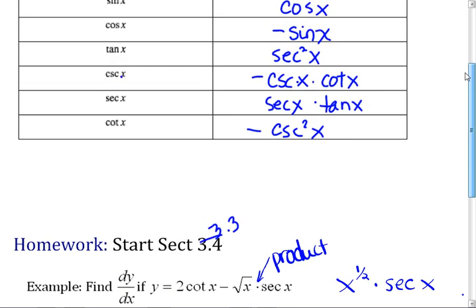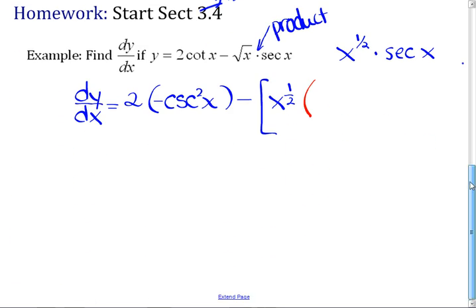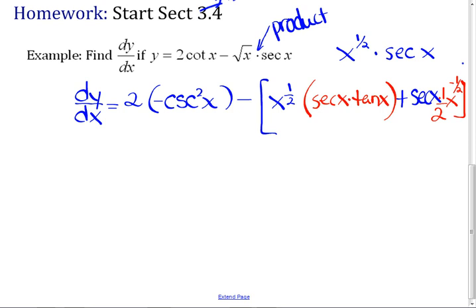Secant is secant tangent. It kind of has a little rhythm to it. That's how I remember it. So that's secant of x times the tangent of x. Whatever works. Plus, then you leave the secant of x times the derivative of x to the 1/2, which is 1/2 x to the what? Negative 1/2. Do I have to do anything to simplify that? No. It's good. It's done.